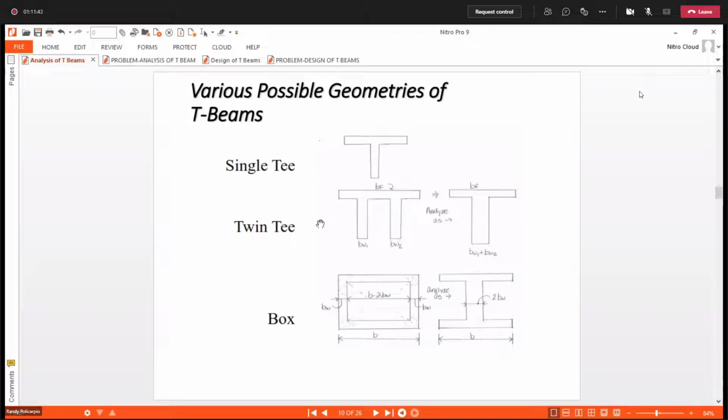Now, in treating a twin T, just like what is shown here, you may convert it into a T-beam, just like this one. Then for a box type beam, you may also convert it like this for you to treat it as a T-beam. So that is our treatment.